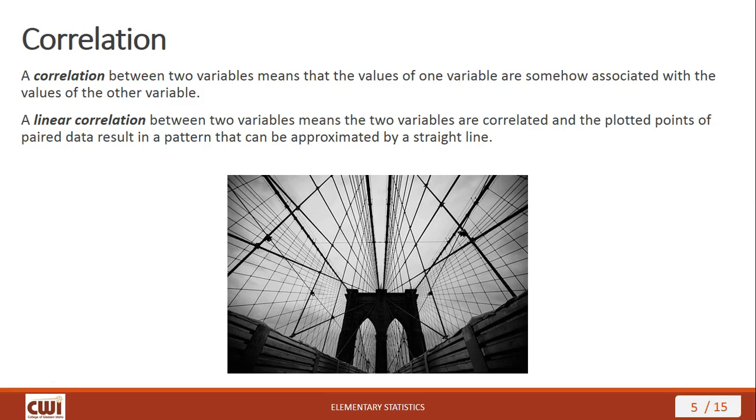There are many different types of correlations that follow different types of equations in mathematics. The simplest type of equation that we have is one that has two variables and represents a straight line. So a correlation that corresponds with a straight line is what we call a linear correlation. And what that means is that our two variables are correlated such that the plotted points of paired data result in a pattern that can be approximated by a straight line.